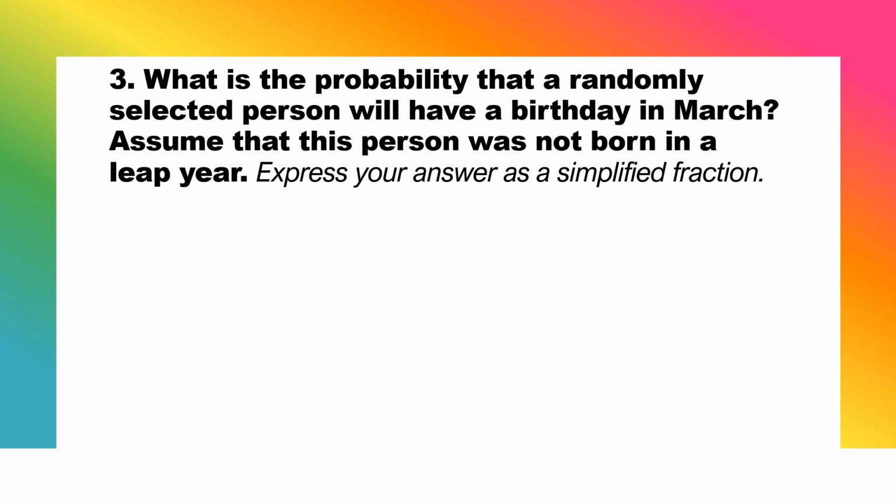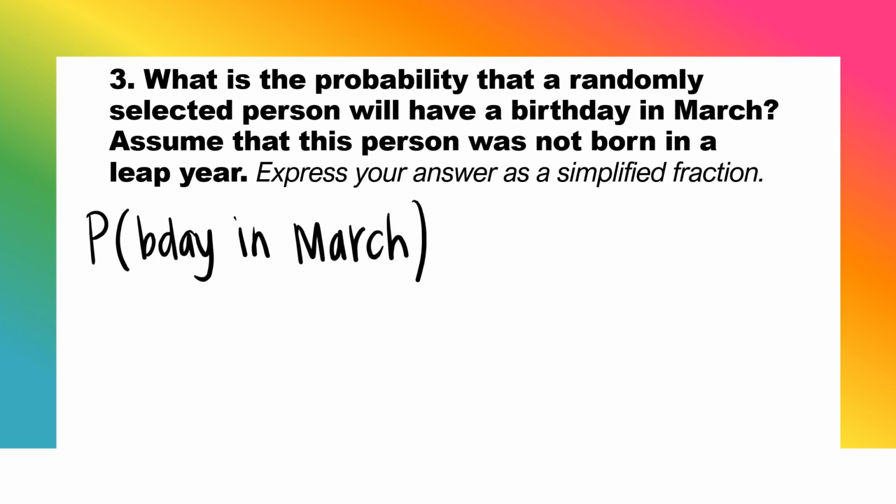Starting off with a question that you're going to see in the homework, it says, what is the probability that a randomly selected person will have a birthday in March? Assume that this person was not born in a leap year. Sometimes I'll have people think of this in terms of months, and you could say 1 out of 12, because March is 1 out of 12 months. But if we were going to be even more precise, we could think of probability here as success over total, with the total being the total number of days in the year.